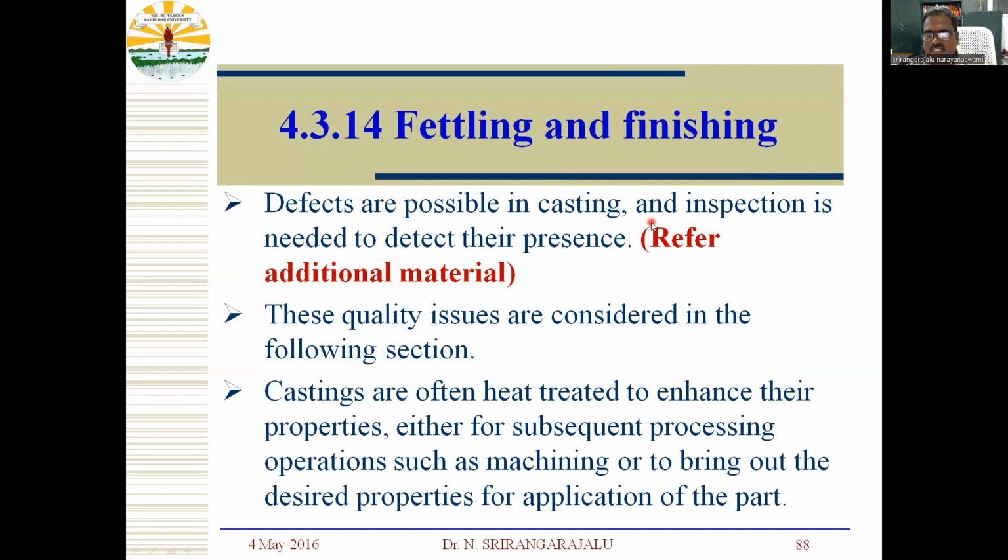Defects are possible in casting and inspection is needed to detect their presence. Different types of casting defects we will discuss in later classes. These quality issues are considered in the following section. Castings are often heat treated to enhance their properties, either for subsequent processing operations such as machining, or to bring out the desired properties for the application of the part.